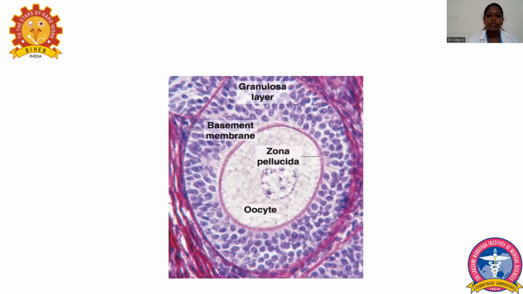This shows it in detail. You can see the primary oocyte, the nucleus, the zona pellucida layer, the basement membrane, and the multiple layers of cuboidal cells, which are the granulosa cells.